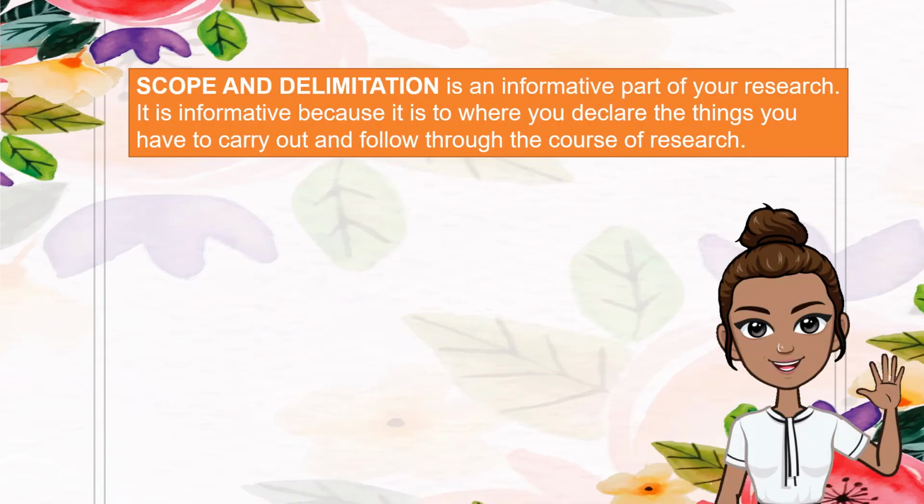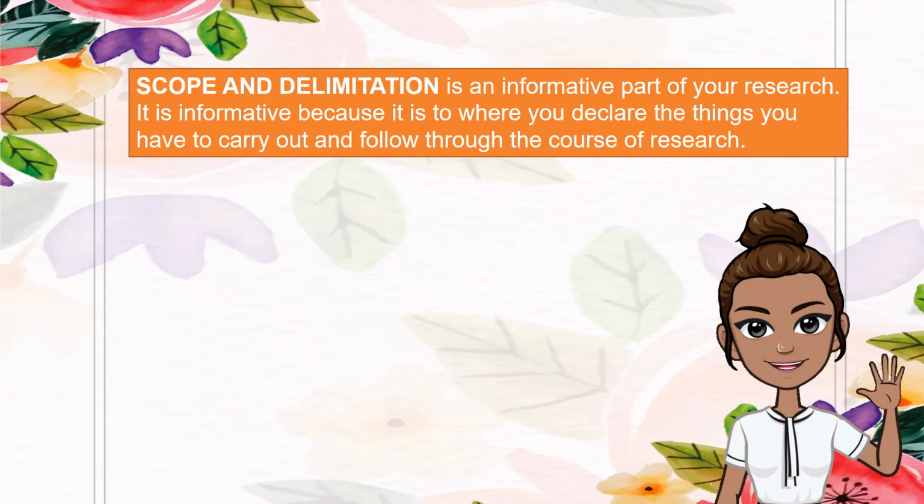Scope and delimitation is an informative part of your research. It is informative because it is where you declare the things you have to carry out and follow through the course of research. I am sure you are wondering why there is a need for us to declare all of this to our readers. Likewise, you are puzzled what are the elements of your research that are needed to be included. Well, let us deal with them one by one.